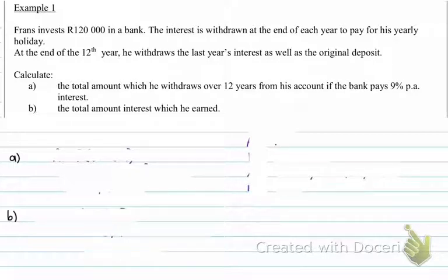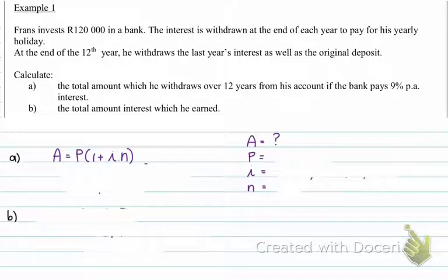Right, so let's start with the formula of simple interest. A equals P, bracket 1 plus IN. Right, now what I do is I write down the A, the P, the I, and the N, and then I read through the question and I fill in all the information that they give me. For example, they want the total amount that is withdrawn over the 12 years. Okay, so it is A that we need to calculate.